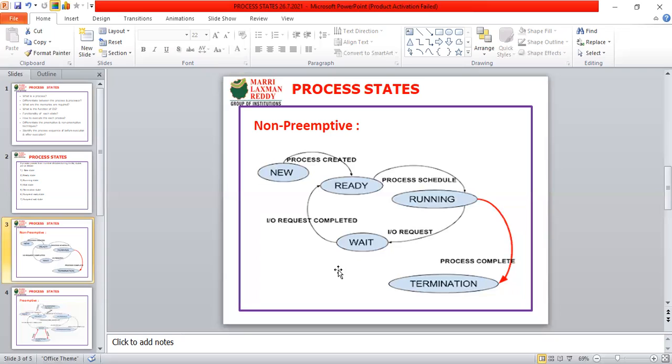Now here, when any process is allocated to the processor, it runs until its execution is completed. Until then, another process is not allocated. That is called a non-preemptive technique.